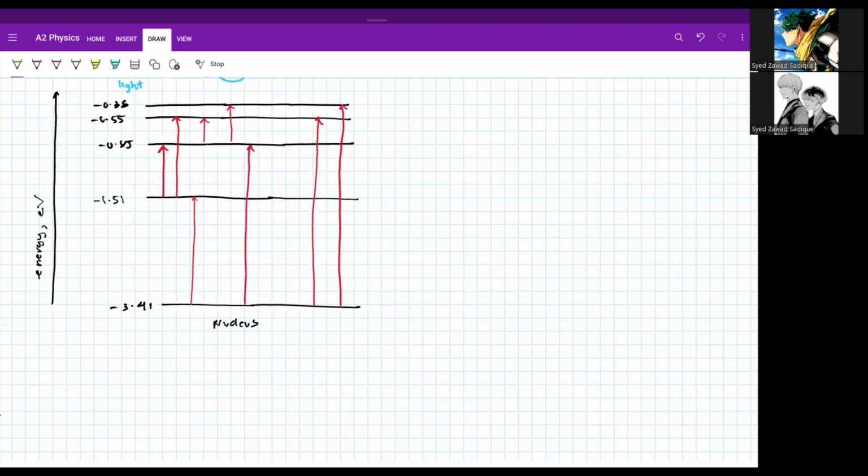Let's say final minus 0.38 minus 3.41 is equal to minus 0.38 plus 3.41, which is equal to 3.03 electron volts. So it's the same calculation as before. So you guys don't have to sweat it.